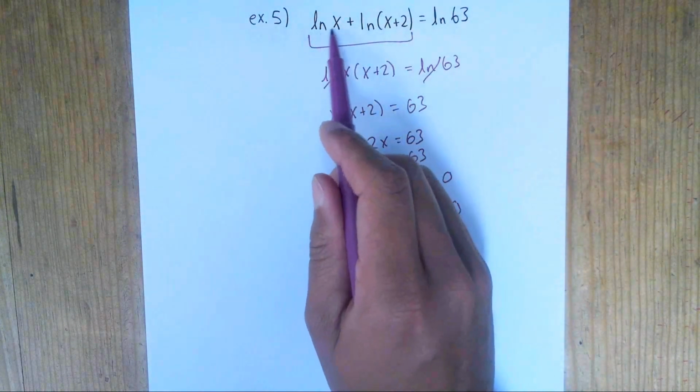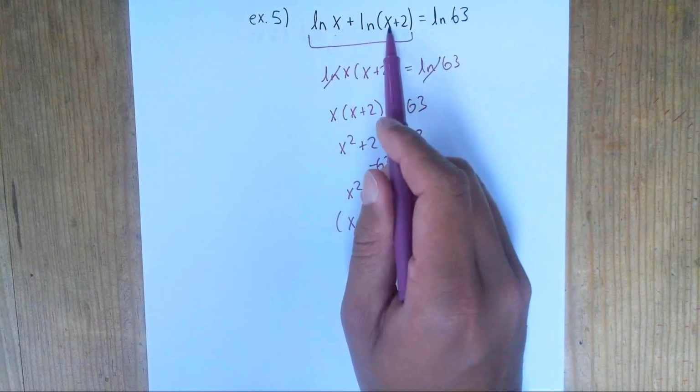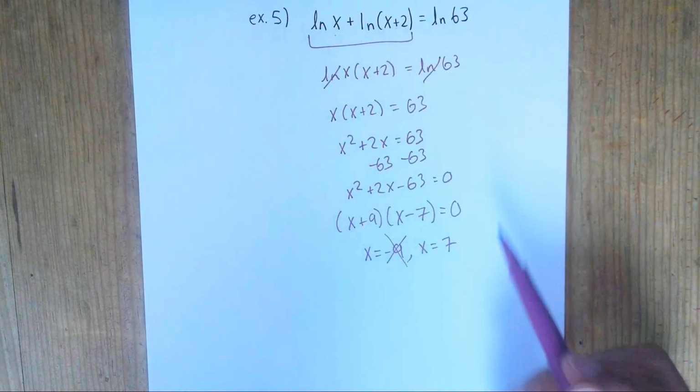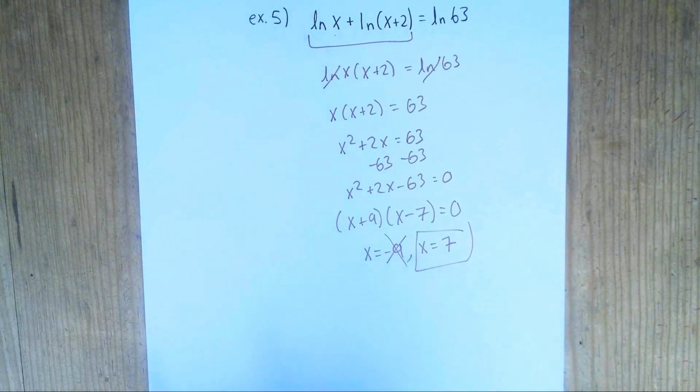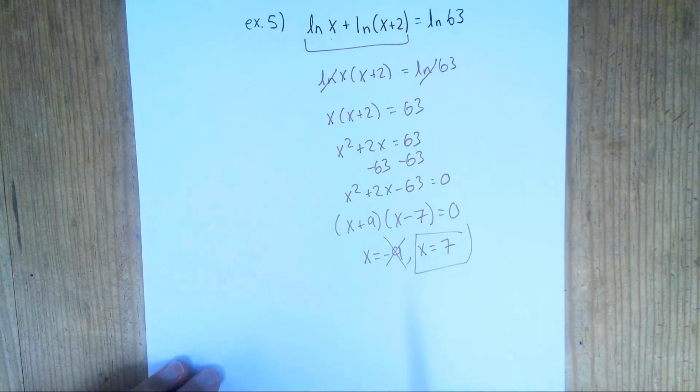So then I'm going to move on to 7. Plug in 7 here, ln 7, that's fine, it's positive. I'll do the next one, ln of 7 plus 2, positive. Perfect. So I know that this is my solution, and this was an extraneous solution, meaning that it's not going to work for this answer. Okay.